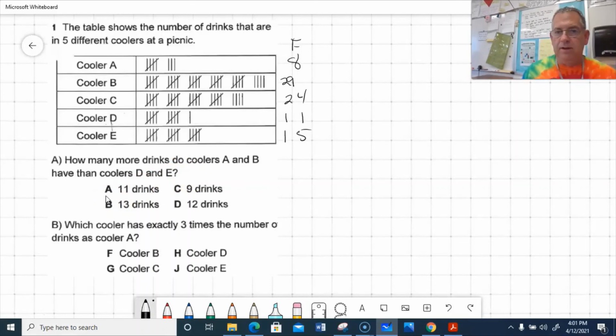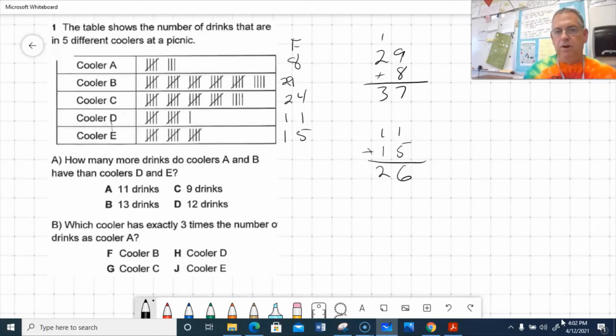Yep, no, we need to add that together, so that would be 29 plus 8. And 29 plus 8, 8 plus 9 is 17. Regroup the 10 over, and then I have 30. So there's 37 drinks in cooler A and B. How many drinks are in cooler D and E? Yep, that would be another addition sentence. That's 11 plus 15, and 11 plus 15 is 26.